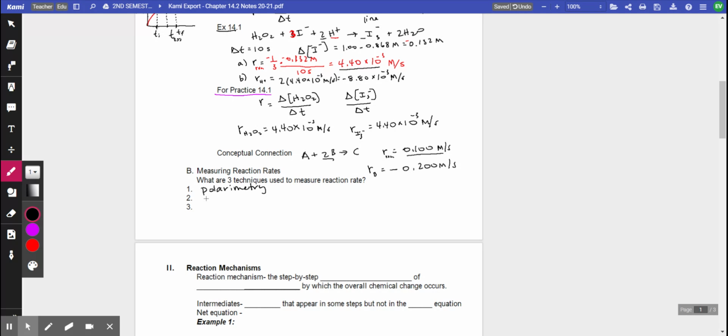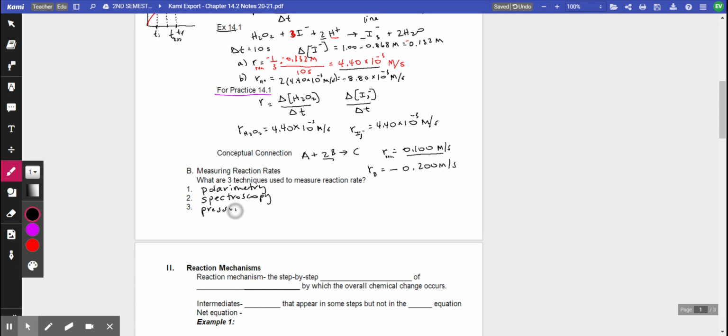The most common one, the second one, is spectroscopy, which has to do also with light. It is how light passes through a sample. We'll talk a bit more about that in a second. And then the last one is pressure measurement.